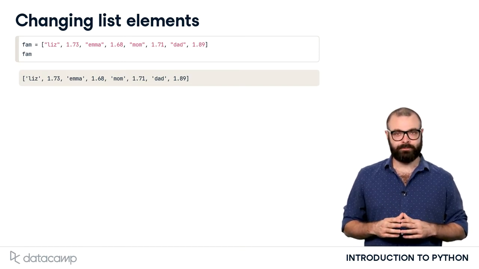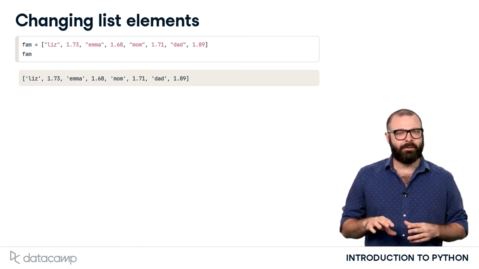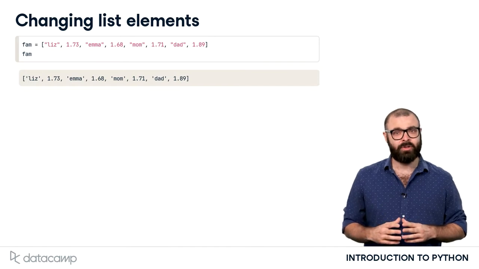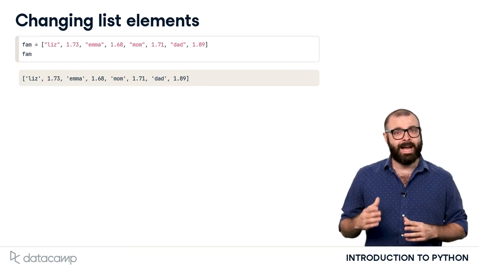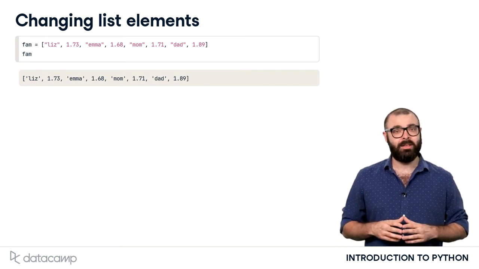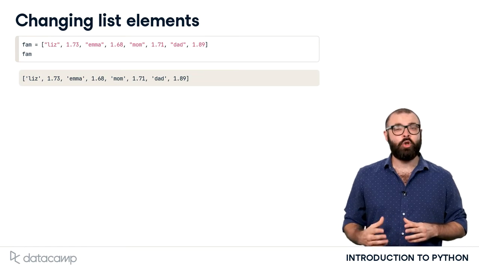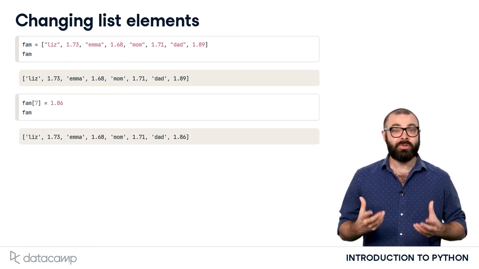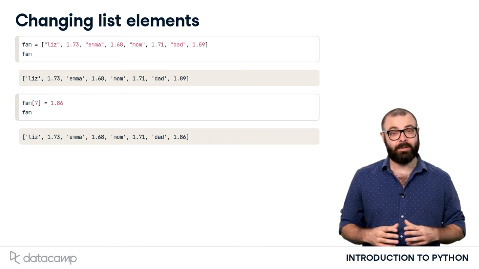the equals sign. Suppose that after another look at fam, you realize that your dad's height is not up to date anymore, as he's shrinking with age. Instead of 1.89 meters, it should be 1.86 meters. To change this list element, which is at index 7, you can use this line of code. If you now check out fam, you'll see that the value is updated.